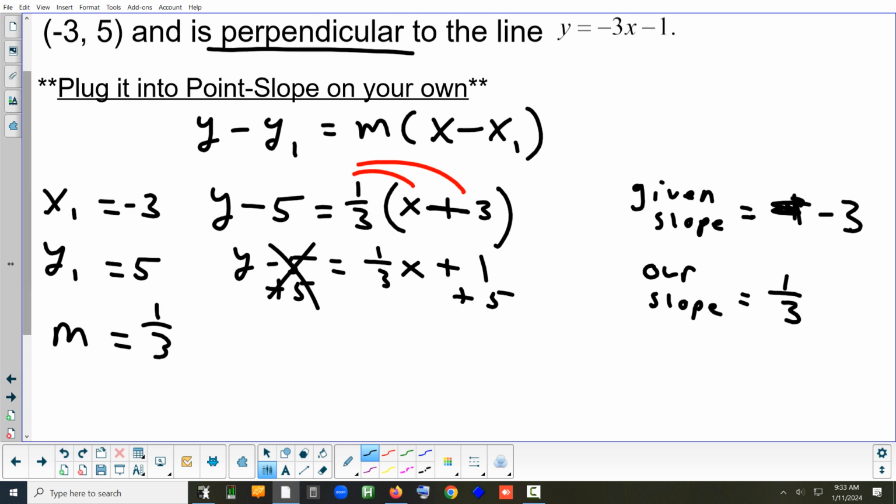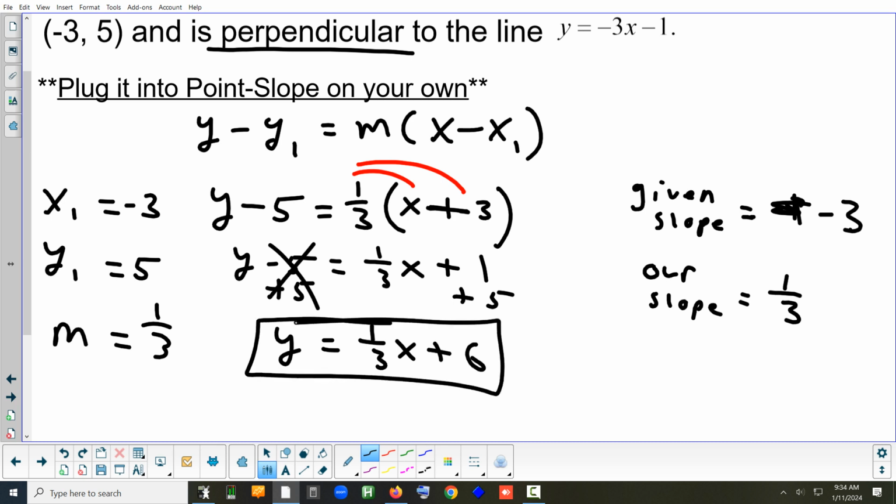-5 plus 5, that's gone. And what do we have on the right side now? 1/3 x plus 6. Okay. And that's the equation of the line that's perpendicular to the one they gave us. And we can check that. I'm going to type it in on the calculator and let's see if they look perpendicular.